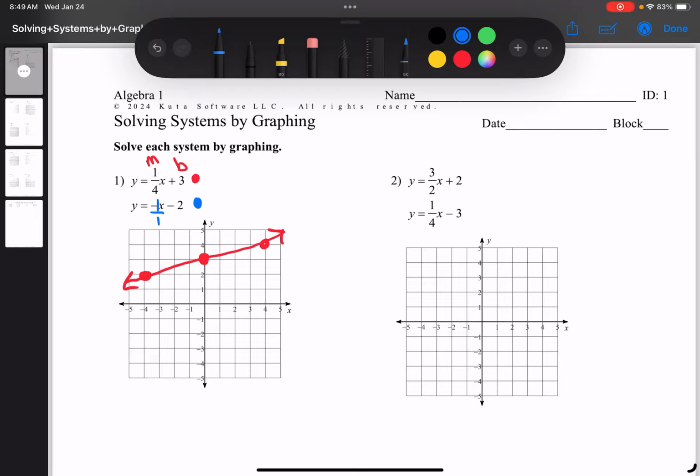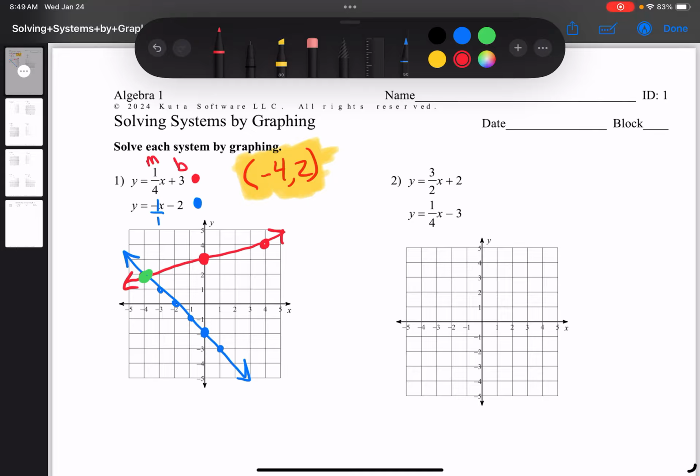And then we went to -2, and we went down 1, left 1, and I'm going to continue that pattern on. You can see the red and the blue overlap. That is my solution here, and I'm going to do this in green. That point is my solution. So my answer is (-4, 2). All of your answers should be ordered pairs, or no solution, or all real numbers. So this is my answer.